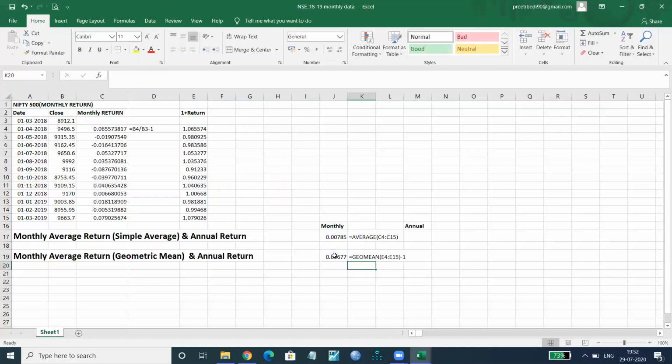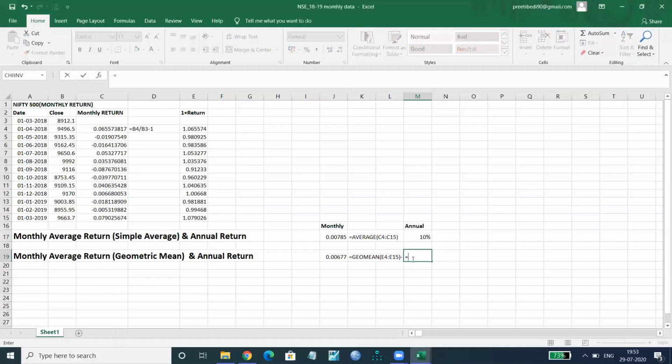Okay. So on the basis of this, if you wish to calculate the annual return, simply what you have to do is equal to 1 plus this monthly average, to the power 12, minus 1, and you will get the annual return. If you wish to have it in terms of percentage, it is approximately 10%.